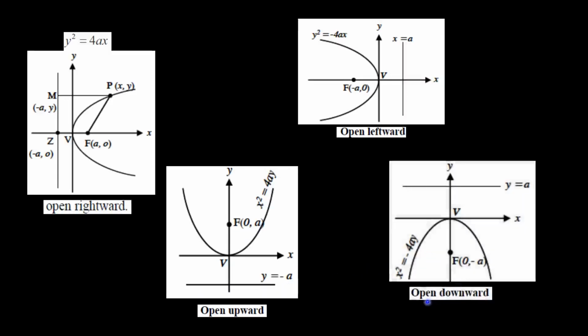Next one is open downwards. The curve is like this. Its equation is x square equal to minus 4ay. Its axis is also the y-axis. Its focus is 0, minus a, because the point is on the y-axis and also on the downward side of the y-axis, that is negative. So its point is 0, minus a. The line at the back side of the curve's end is called the directrix. Here it is on the positive side of the y-axis, so the equation of the directrix is y equal to a. Okay, go through that.